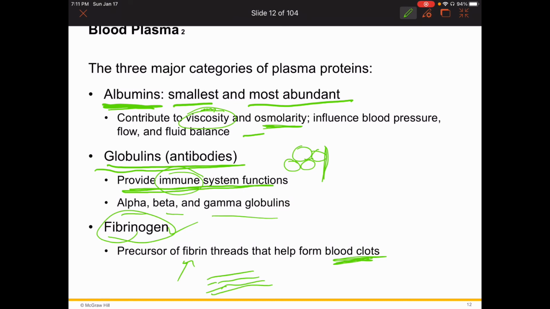Okay. Well, that is a few minutes on the hematocrit and some information on the plasma of the blood. And we'll definitely be continuing, but I like to keep these videos super short and sweet.